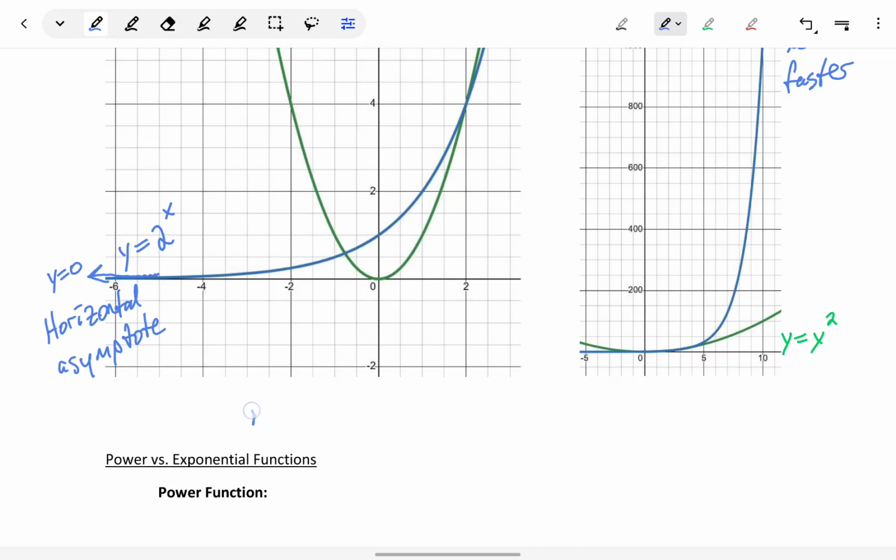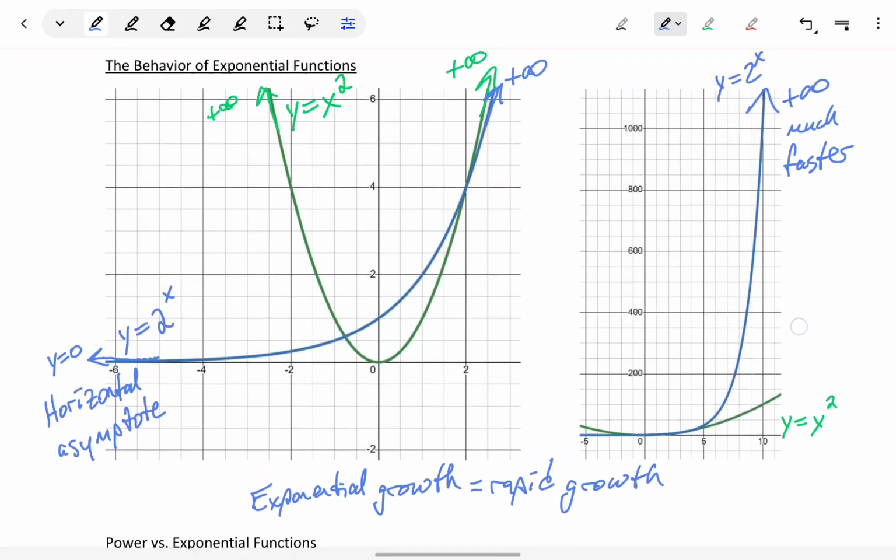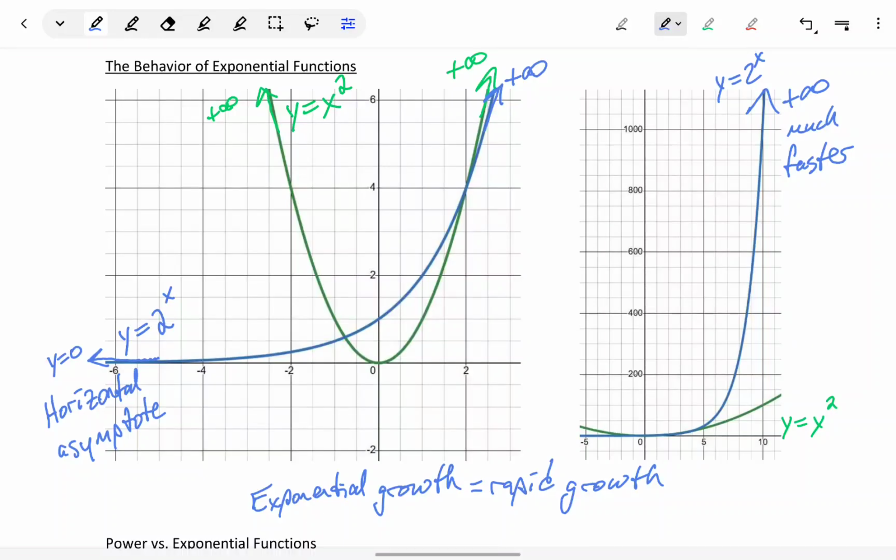So if you've ever heard the expression exponential growth, something growing exponentially, what we're referring to is this idea of rapid growth. Because exponential functions, their function value increases much faster than, say, something like a power function, y equals x squared.